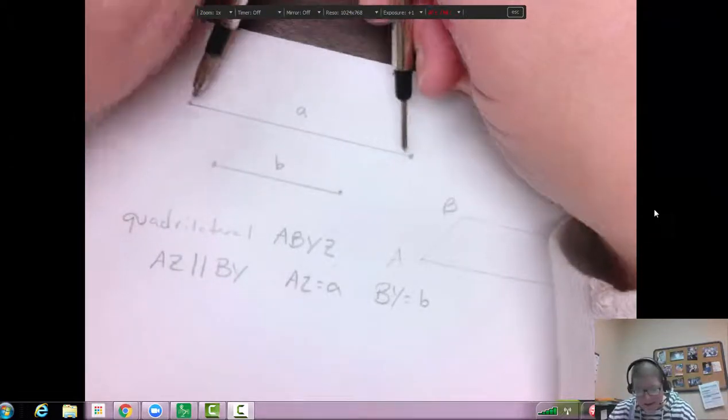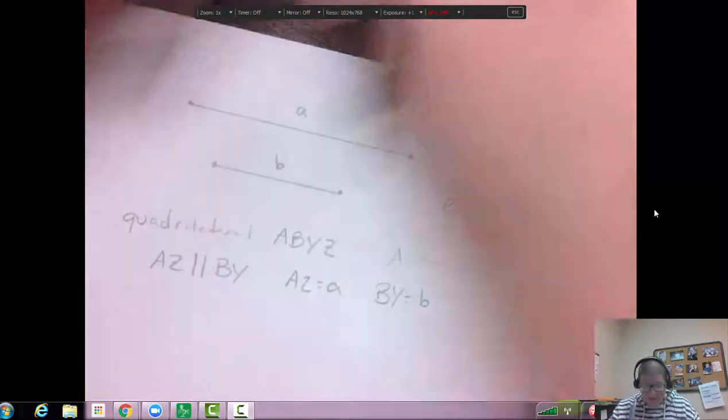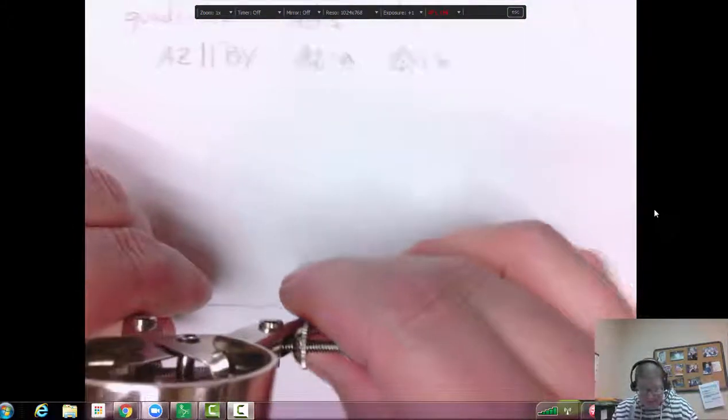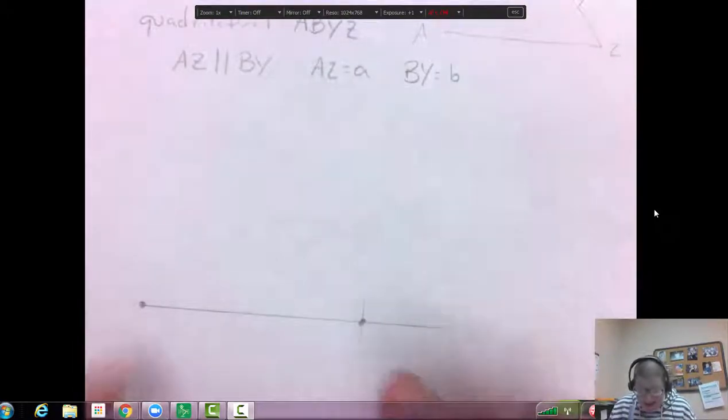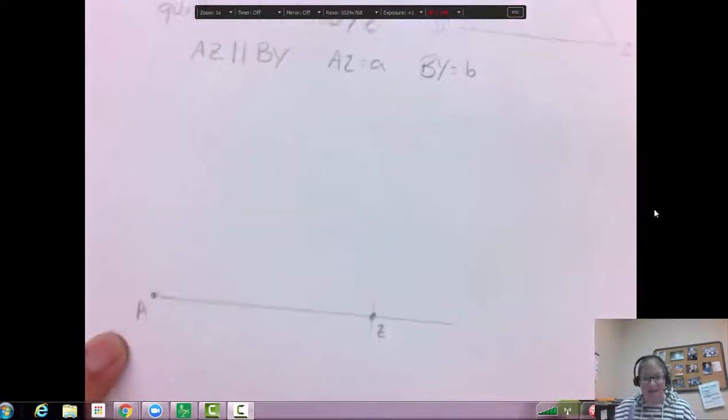I got to make mine bigger, and this one's my slow one. I left my other one at home. So there we go. And then I'm going to come down to my line I just drew, and I am going to mark off A's distance. Okay, so I now have the length AZ, and that's what AZ looks like.